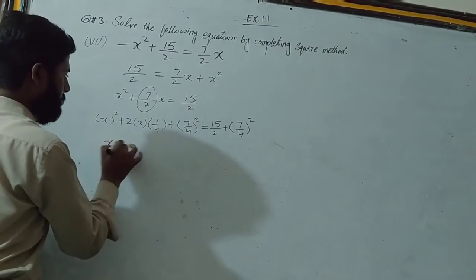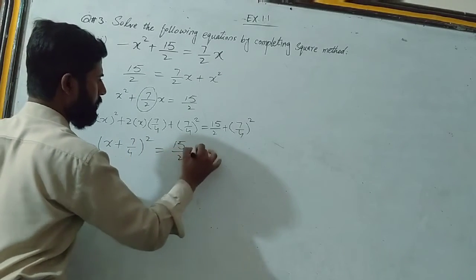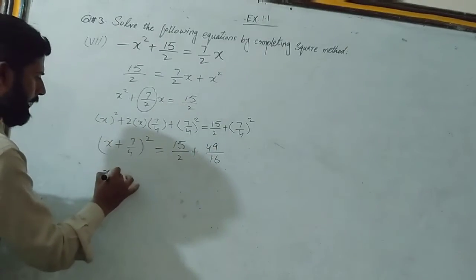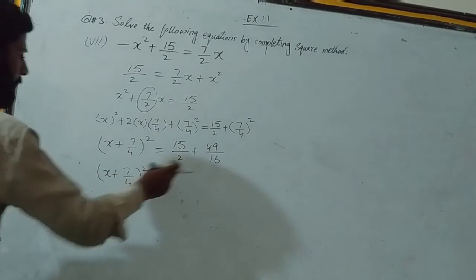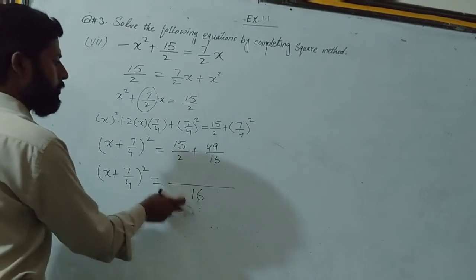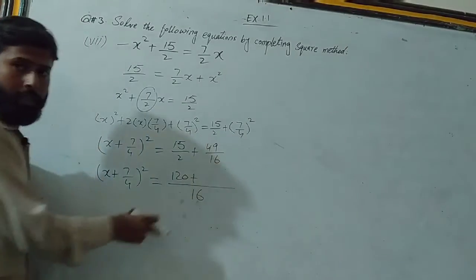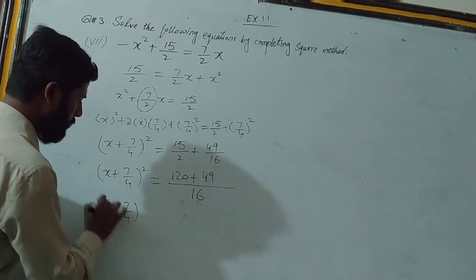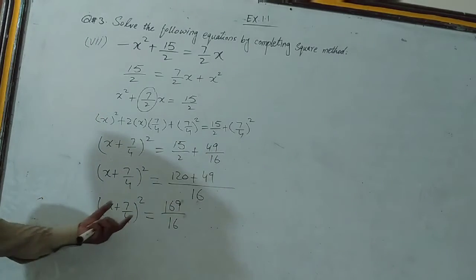Now it has become the perfect square of x plus 7 over 4 whole square. Here 15 over 2 plus 49 over 4, the 16. This value we will write as it is: x plus 7 over 4 whole square. And here we have to take the LCM, which will be 16. 2 8s are 16, so multiply 8 by 15 and we get the answer 120, plus 16 1 is 16, 49 as it is. So x plus 7 over 4 whole square is equal to 169 over 16.